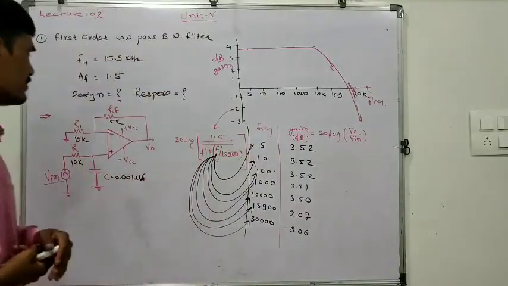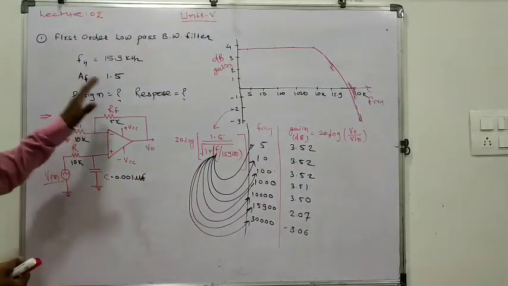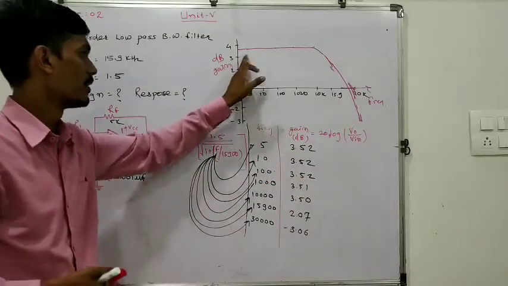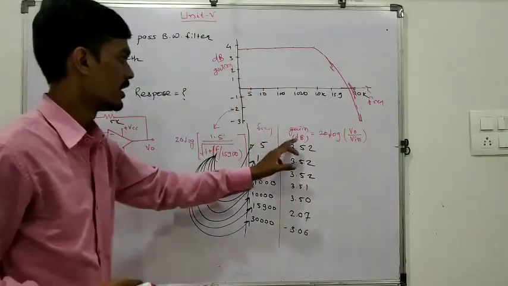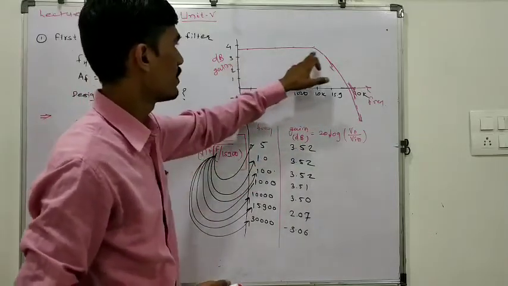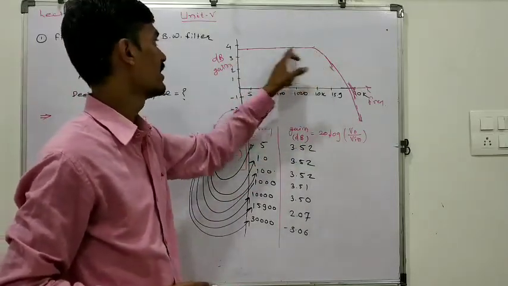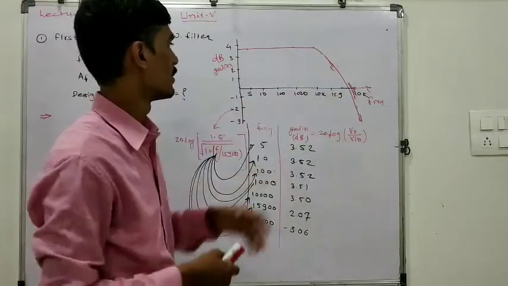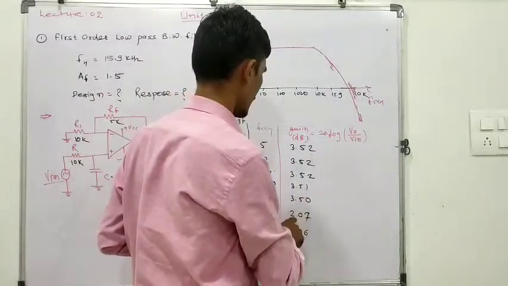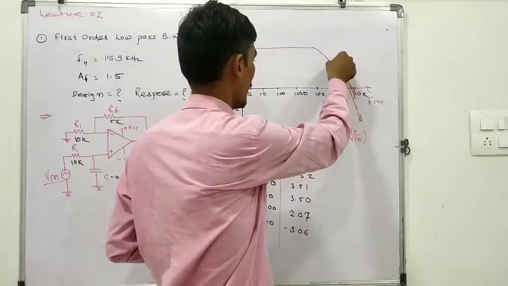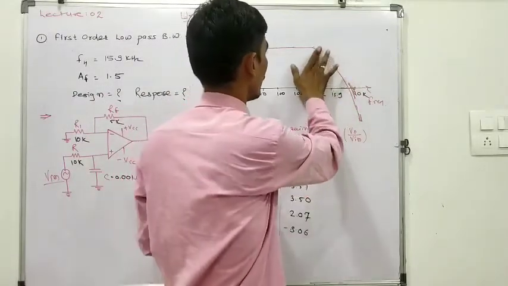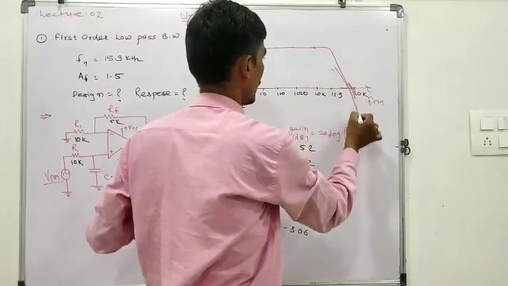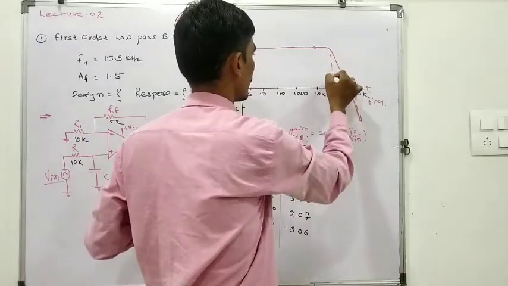It is mentioned in decibel, so we can easily convert it into normal gain. Here in decibel, 3.52 is the constant gain that we are getting in the frequency response, and after the cutoff frequency, that is 15.9k, up to 15.9k we are getting a constant gain. After that this gain decreases like this.